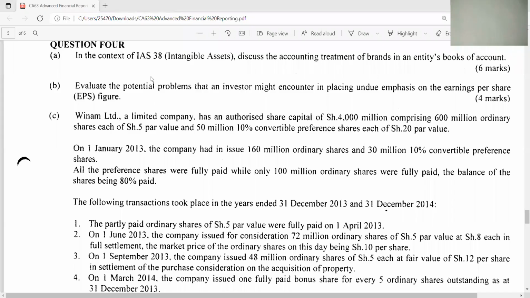So in order to illustrate more about the reverse split and the bonus issue, let us check a question which was tested in November 2015, question 4. That is from the paper of Advanced Financial Reporting, section 6, CPA. So this is the relevant question. So question 4C, this is November 2015.